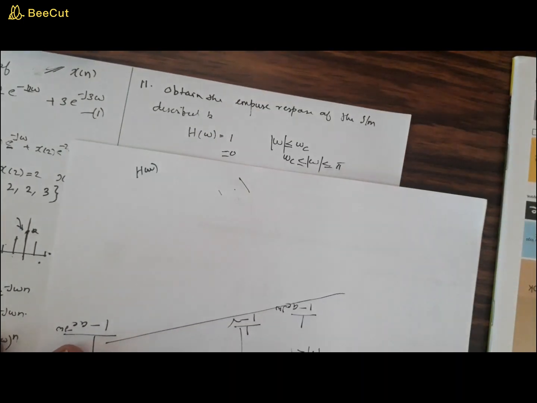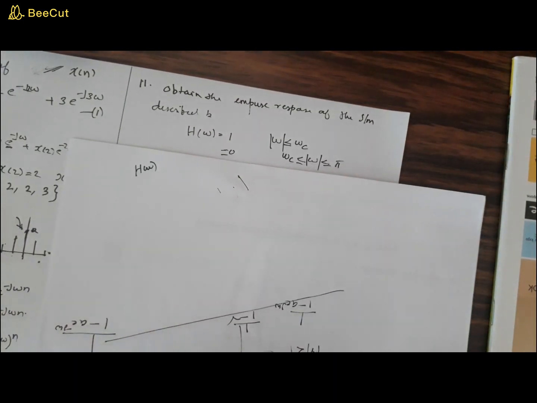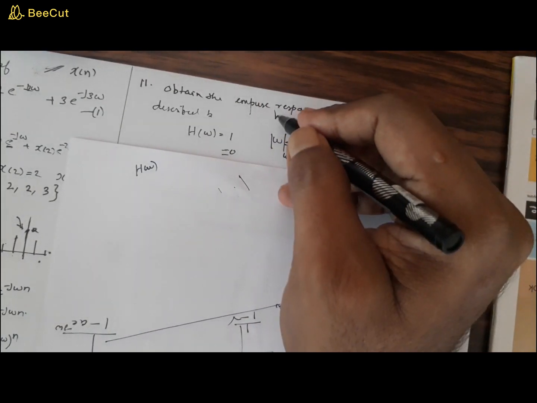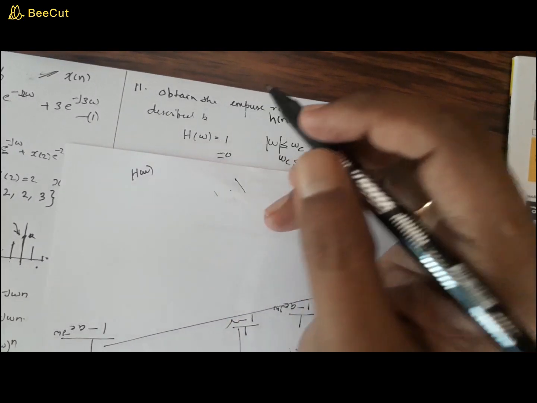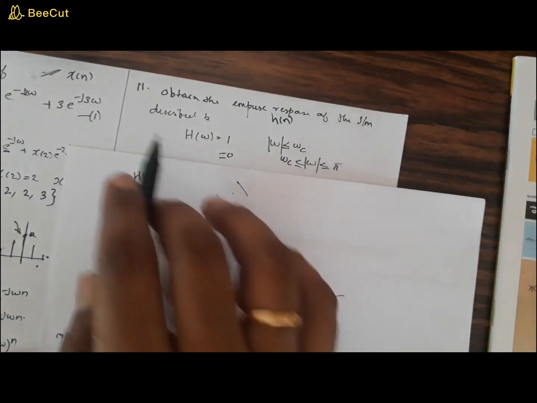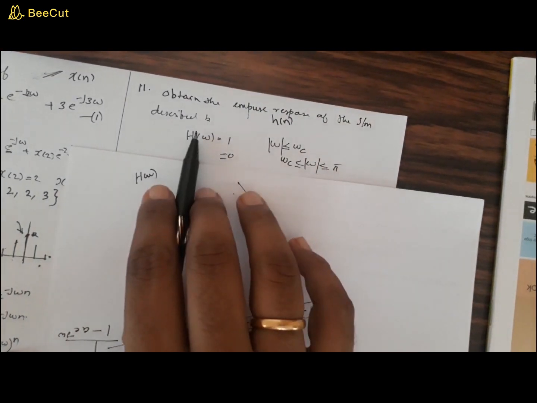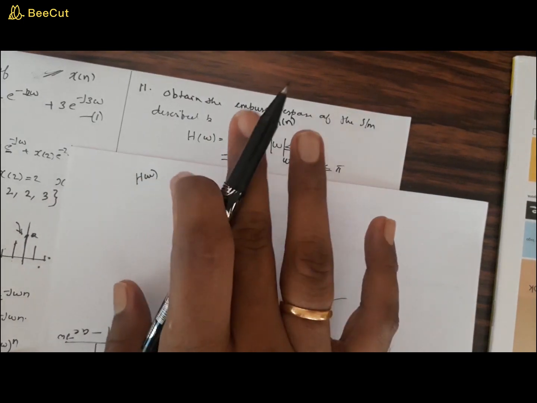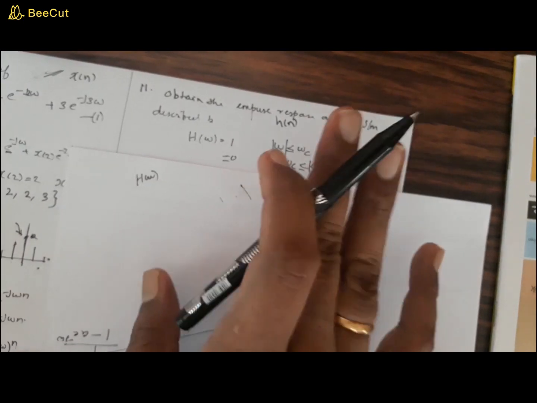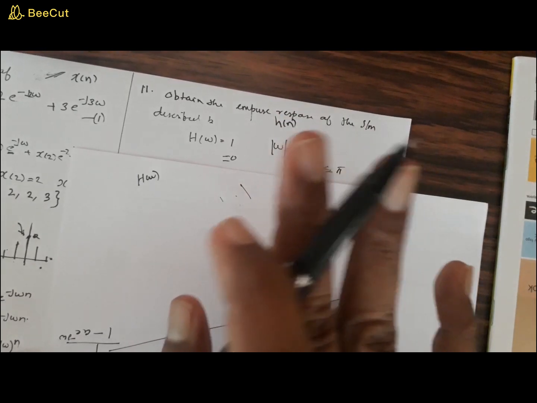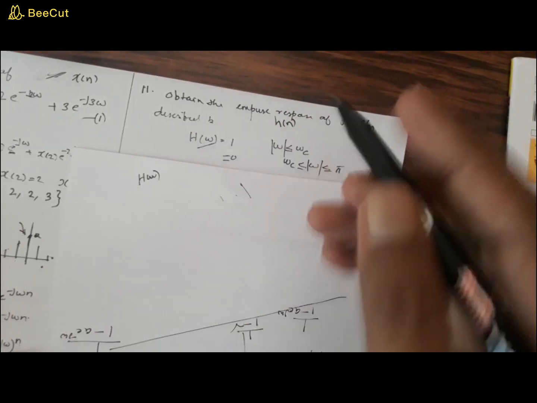So how will you find the impulse response? If you are given the Fourier transform of the impulse response, in order to find the impulse response, that is h of n, you need to find the inverse. So this is a problem of inverse. The question can also be asked in this way. Basically, the question is to find the inverse of this, since H of omega is given as equal to 1.